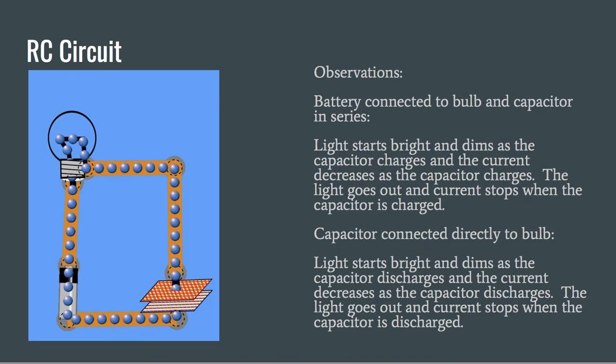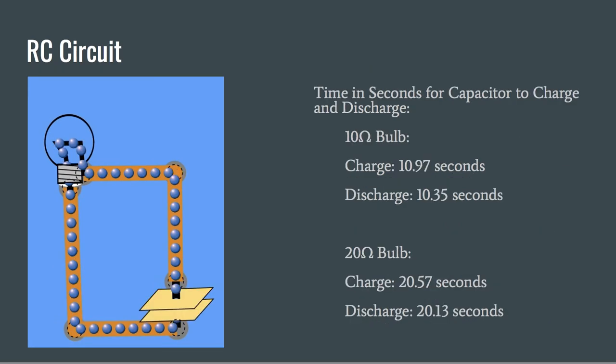For an RC circuit, the observations were that with the battery connected to the bulb and capacitor in series, the light started bright and dimmed as the capacitor charged, and the current decreases as the capacitor charges. The light goes out and the current stops when the capacitor is charged. With the capacitor connected directly to the bulb, the light starts bright and dims as the capacitor discharges, and the current decreases as the capacitor discharges. The light goes out and the current stops when the capacitor is discharged.